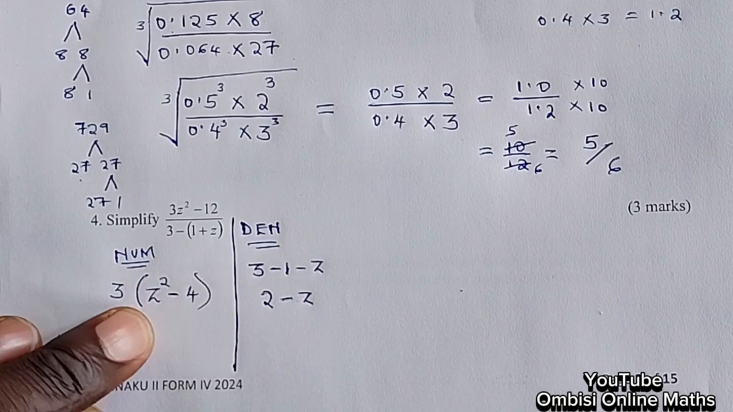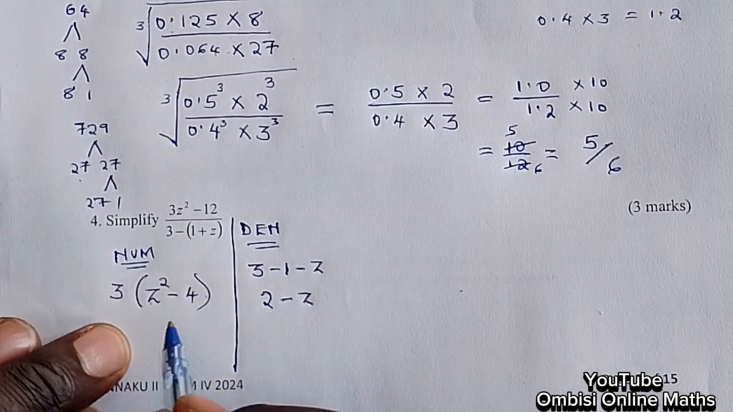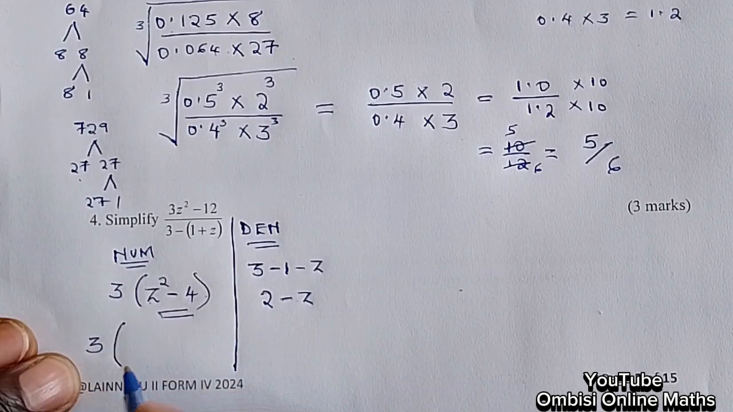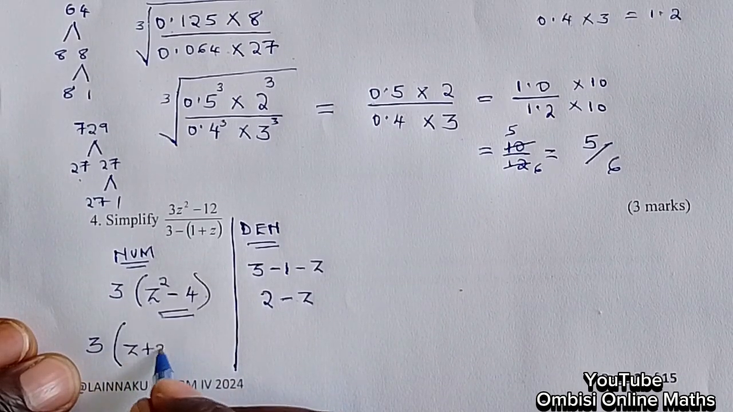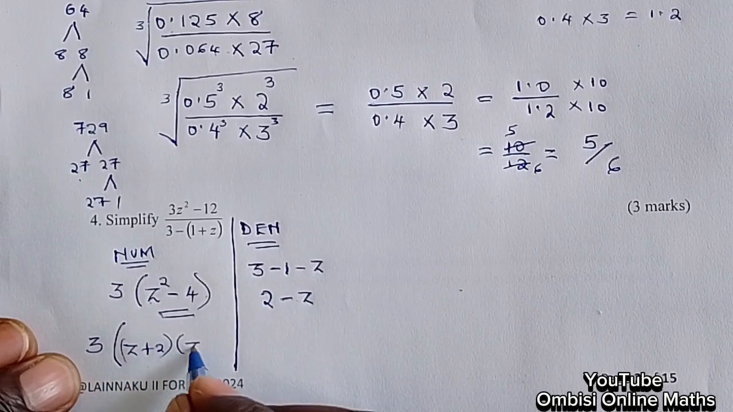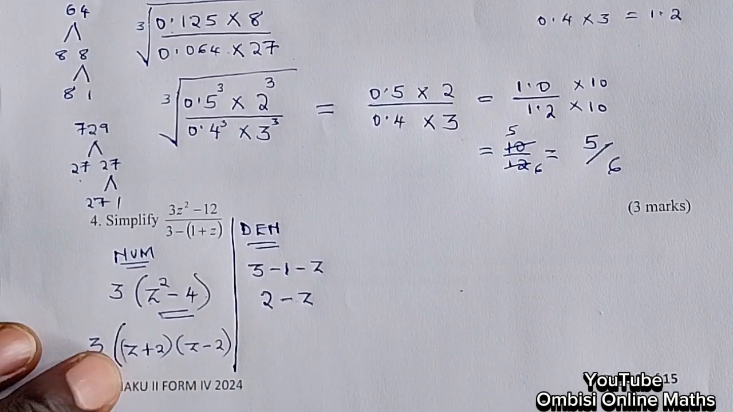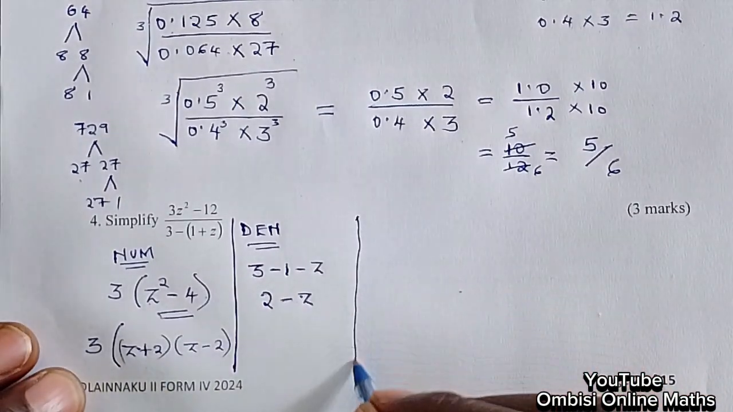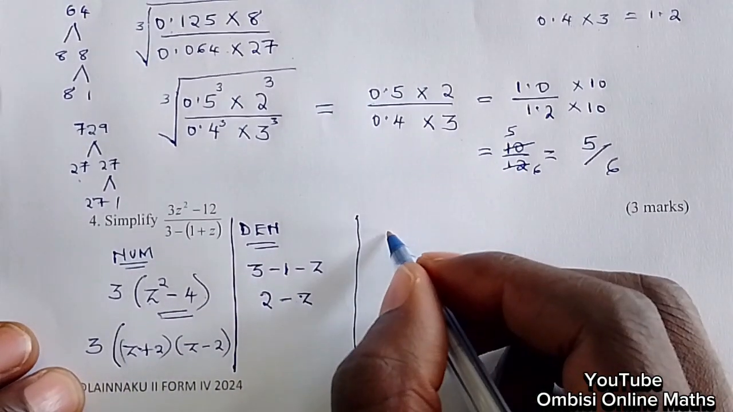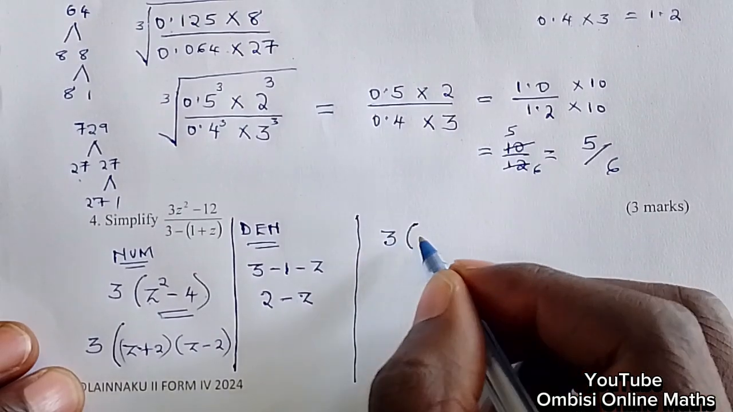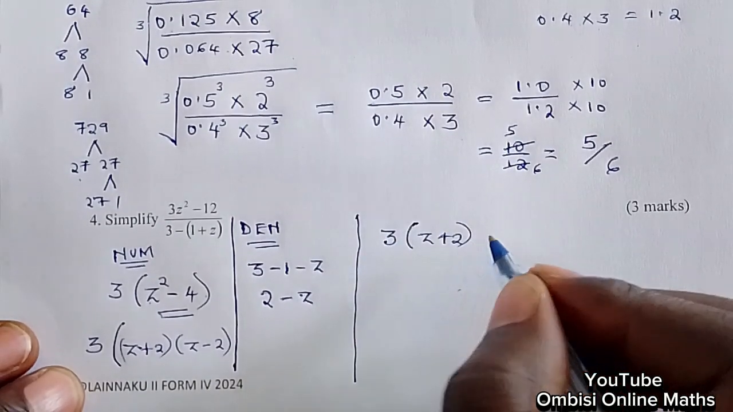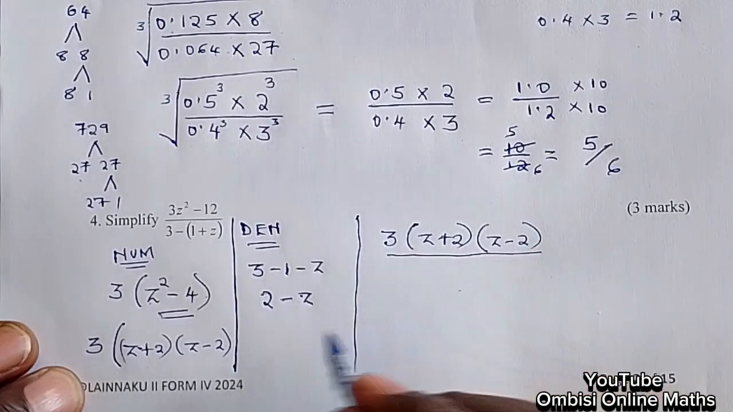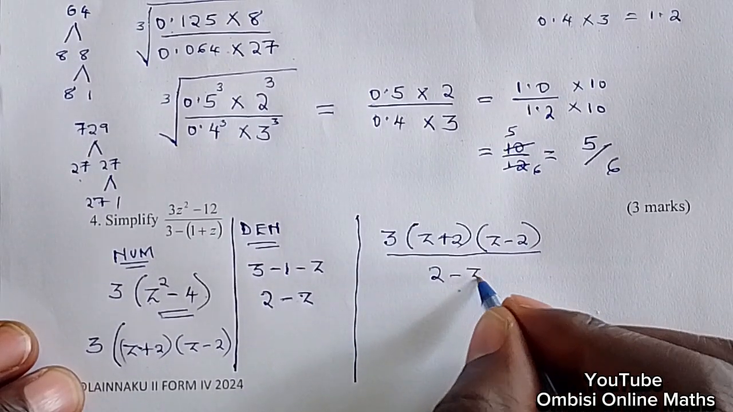Now, let us look at z squared minus 4. So there is a difference of 2 squares here. So it's going to be 3 into bracket z plus 2, then z minus 2. That is a difference of 2 squares. So combining the two, we are going to have the numerator as 3 into bracket z plus 2, then z minus 2. Then the denominator, you'll have 2 minus z.